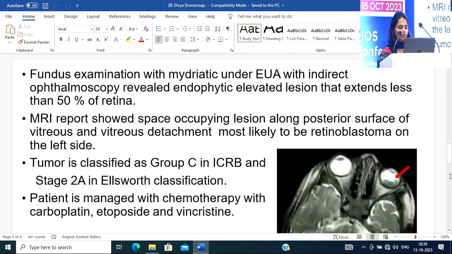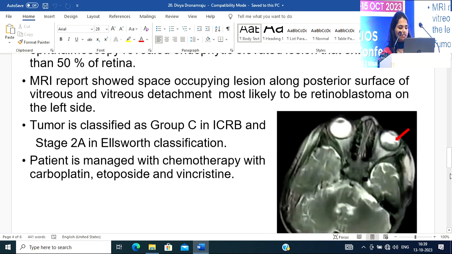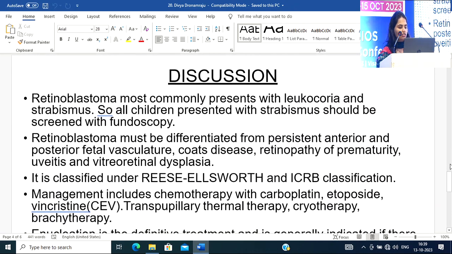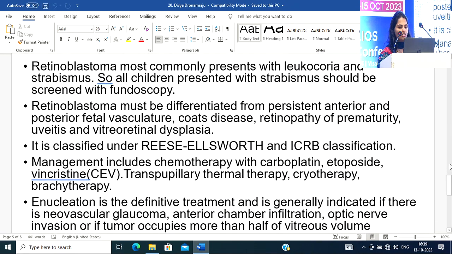Patient is managed with chemotherapy with carboplatin, etoposide and vincristine. Discussion. Retinoblastoma most commonly presents with leukocoria and strabismus. So all children presented with strabismus should be screened with fundoscopy. Retinoblastoma must be differentiated from persistent anterior and posterior fetal vasculature, Coats disease, retinopathy of prematurity, uveitis and vitreoretinal dysplasia.